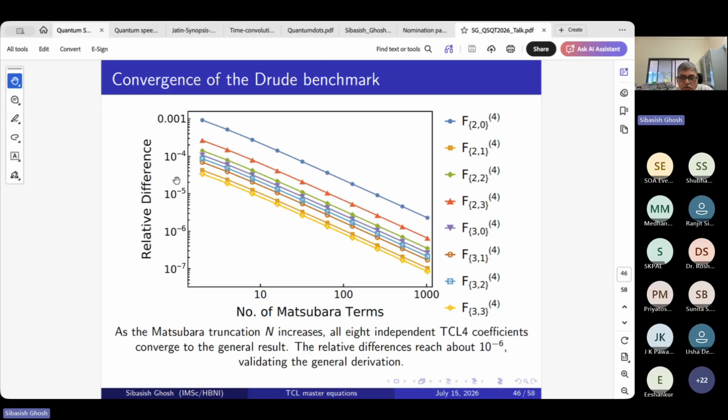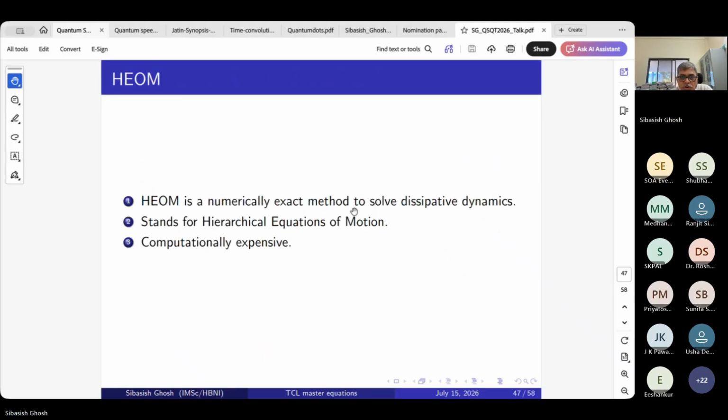You look at the relative difference between the TCL4 result and this exact result with the Drude cutoff. You see that as you increase the Matsubara terms, because you will have to cut down the infinite series anyway, the relative difference decreases. It goes to almost the order of 10 to the power minus 7. Right. Okay, good. So this is for the Drude cutoff.